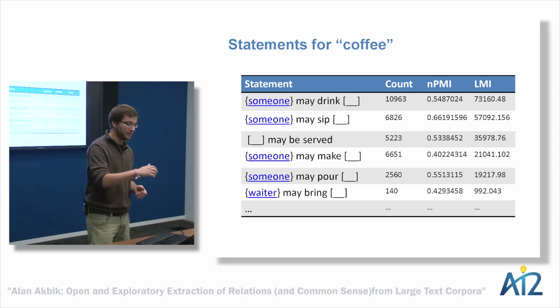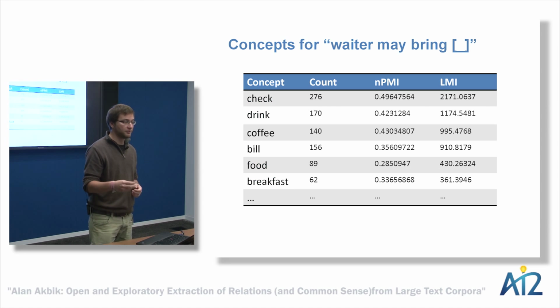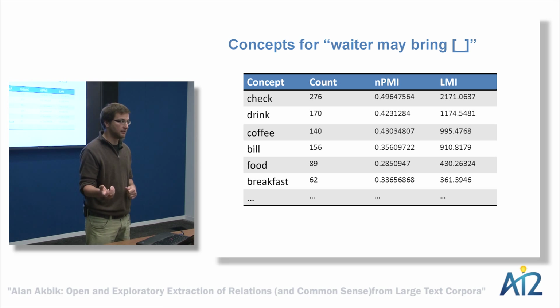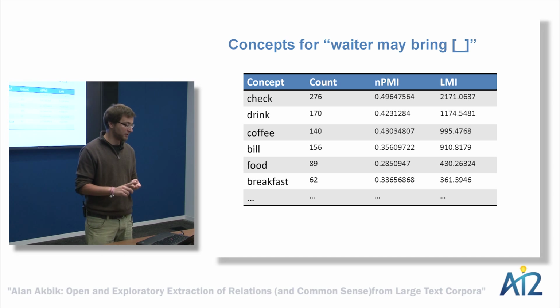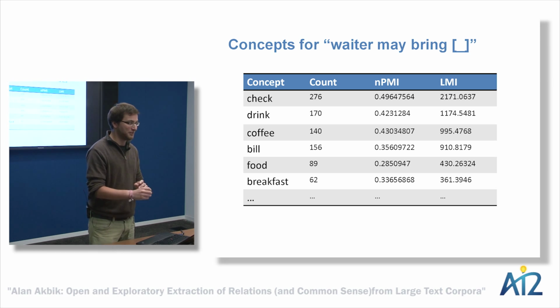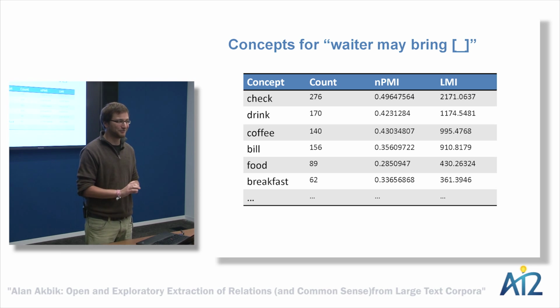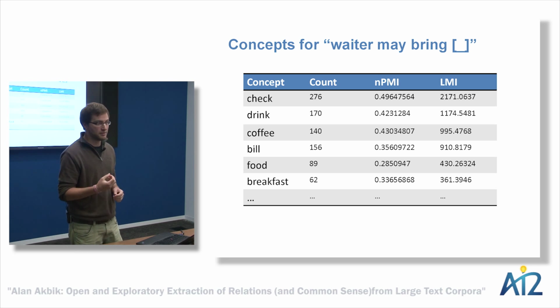If we look at it from the other side, it may become more clear. Let's look at a column now: all the things that a waiter may bring. The top things might be a check, a drink, coffee, bill, food, breakfast, and so forth. Again, we have the counts and the mutual information values, and in a way this tells us the typicality. If we know the waiter is bringing something and we know nothing else, these statistics could help us infer that he's probably bringing either a check or some food or drink. This is modeling possibility and typicality.